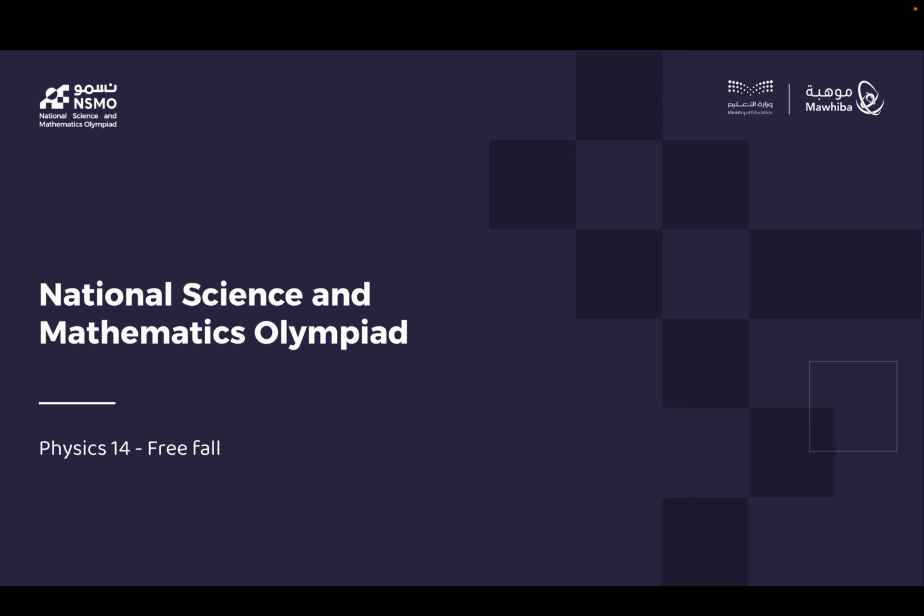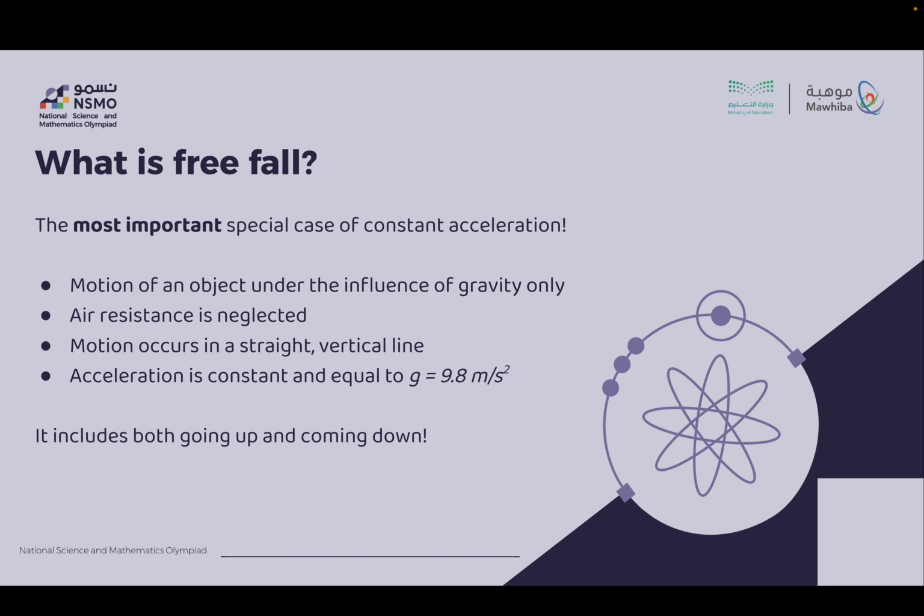In this video, we will discuss the case of freefall. Freefall is the most important special case of constant acceleration. It means the motion of an object under the influence of gravity only, so there are no other forces. For example, air resistance is neglected. In this case, the motion occurs in a straight vertical line, and the acceleration is constant and equal to g equals 9.8 meters per second squared.